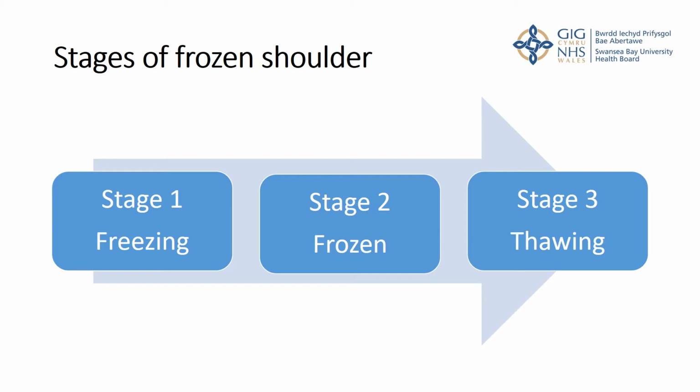Pain pattern changes from constant to end of range pain, and it is thought this can last from 4 to 12 months approximately. Stage 3 can also be known as the thawing phase, where there is a gradual improvement in range of motion with time. This can take a considerable amount of time to resolve, lasting from 12 to 42 months. These phases make it clear that there is no instant fix to this problem, but it can be made a lot more comfortable with the available treatments.